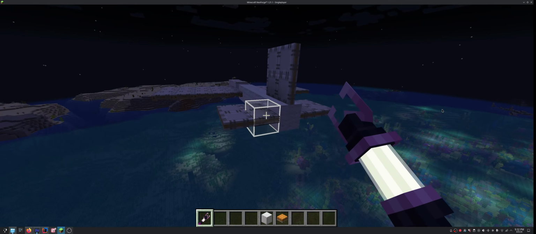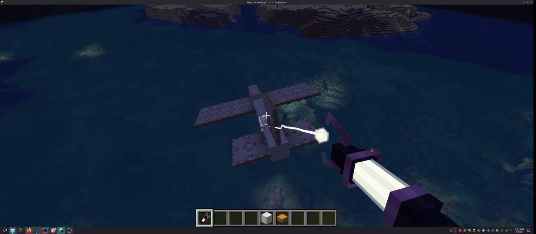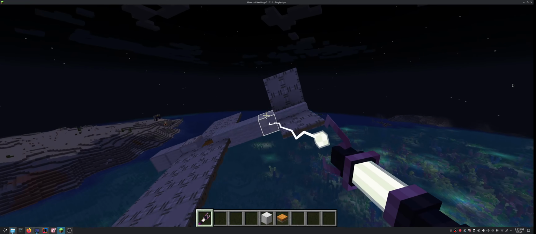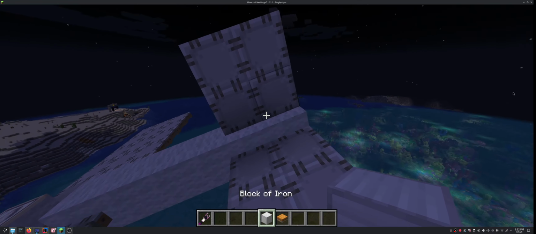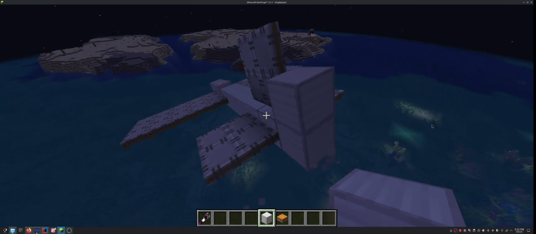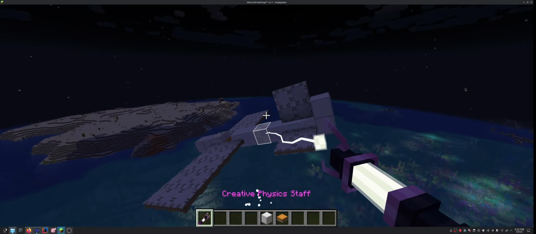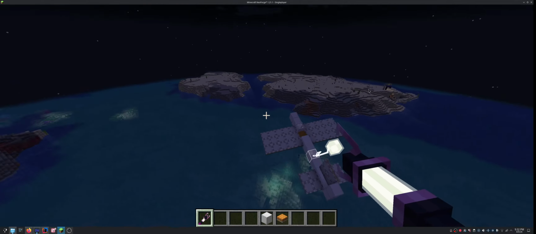So there we go. That goes back to center pretty nice. I can show you stalling. So let's lock it. Let's make it stall. I can do that by just adding some blocks to the back of it that will make it pitch up. So it's pitching up and it is stalling.